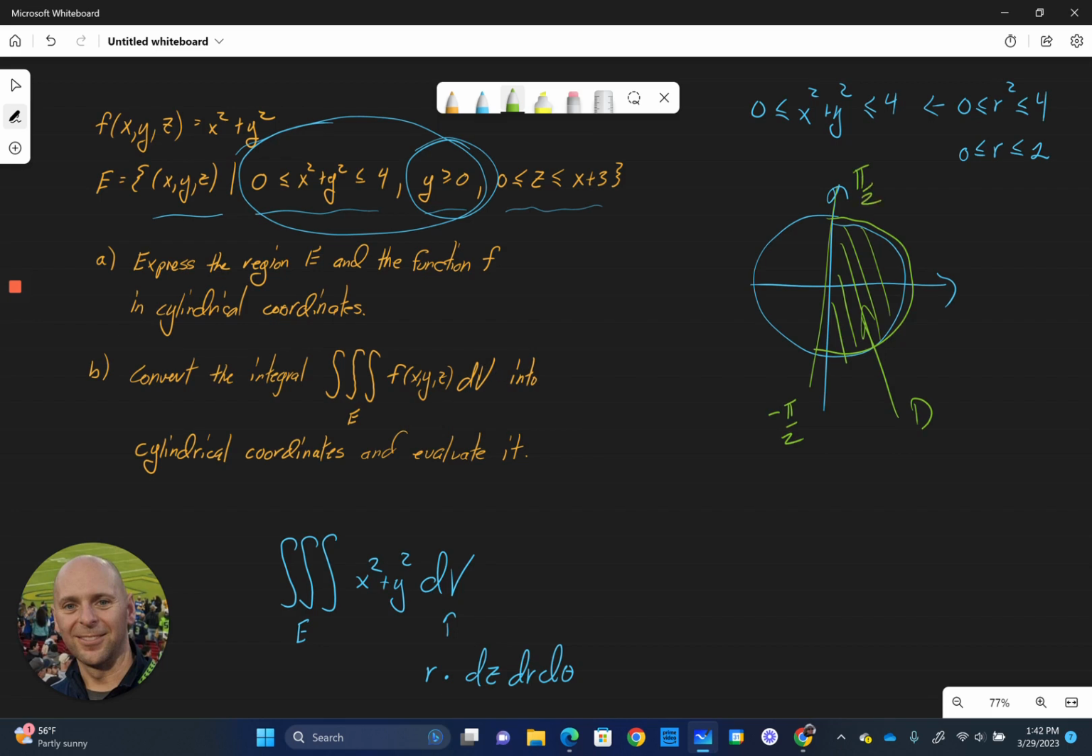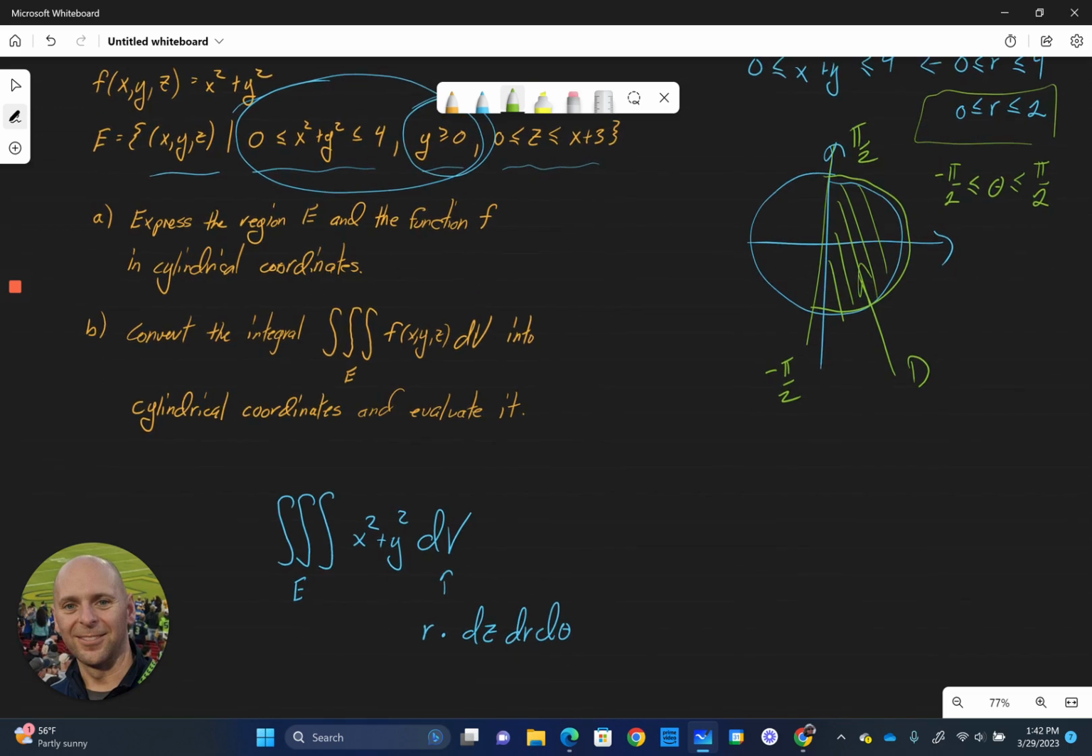So between looking at this particular region and the bounds we've set up here, we actually know exactly how to sweep out this region. And that would be by taking r to go from 0 to 2, and taking theta to go from minus pi over 2 to pi over 2. And now I've got that portion of our region converted.